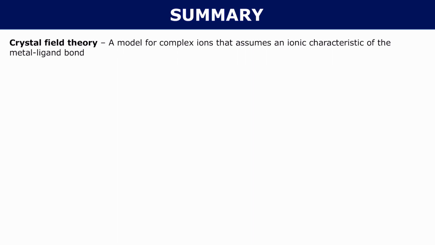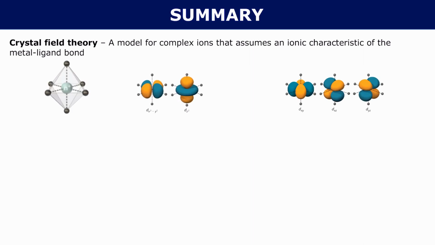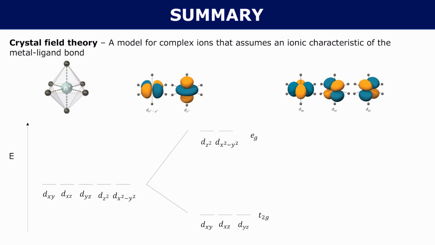Crystal field theory is a model for complex ions that assumes an ionic characteristic of the metal ligand bond. So you have a metal ion at the center surrounded by these ligands, and since you are assuming an ionic characteristic, the electron clouds of that metal ion are going to interfere with the ligands, and you're going to have repulsion. But the repulsion is not going to be even. Certain ones are going to face more repulsion than others. And what that means is that your degenerate orbitals are no longer going to be degenerate. They're going to split up.